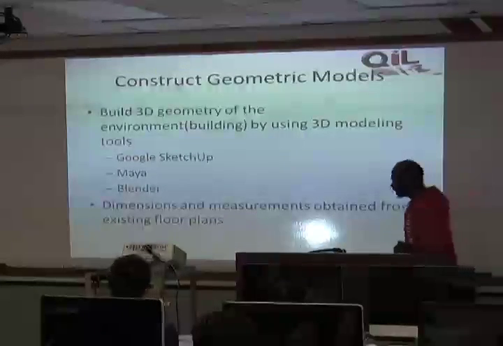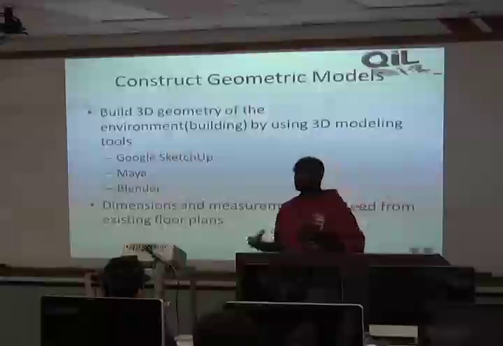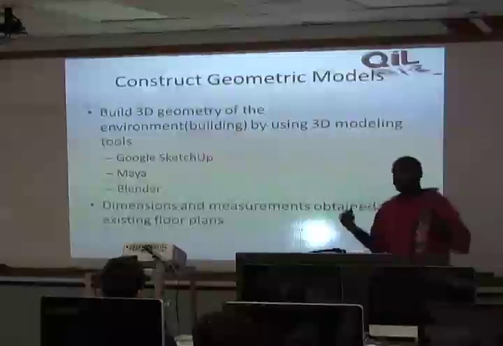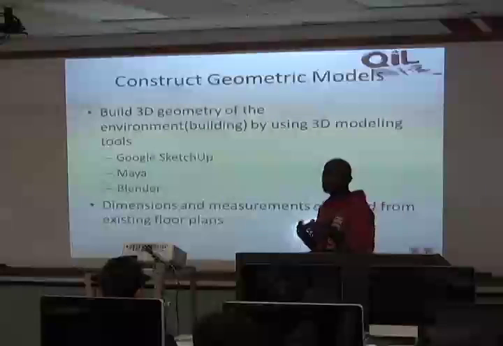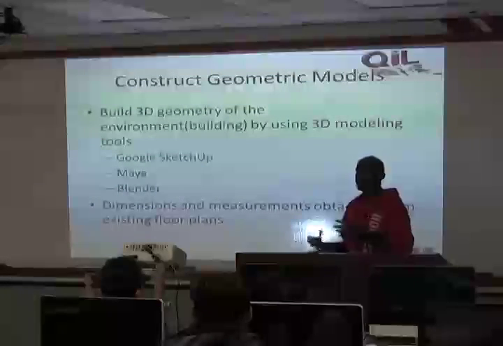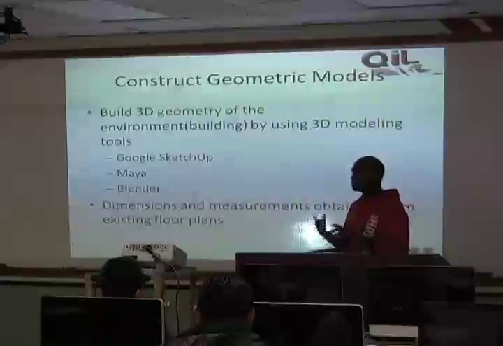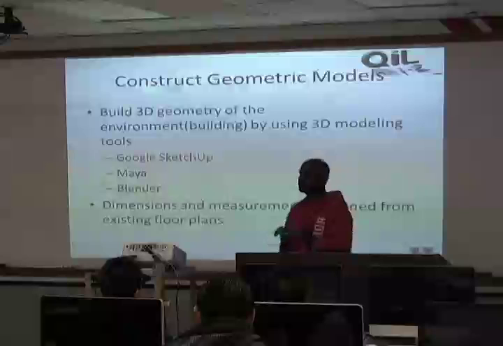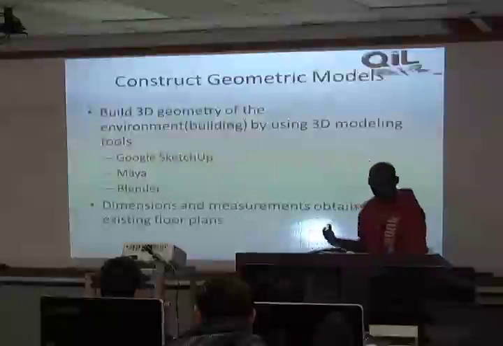So we started off with building a geometry model of a building where a camera is located. We started off with the PGH building. We simply take the floor plans, and almost all buildings these days have floor plans like CAD diagrams that give you the measurements like length, breadth, and height. Now you can use this information to build geometry models, 3D models using Google SketchUp, Maya, and Blender.